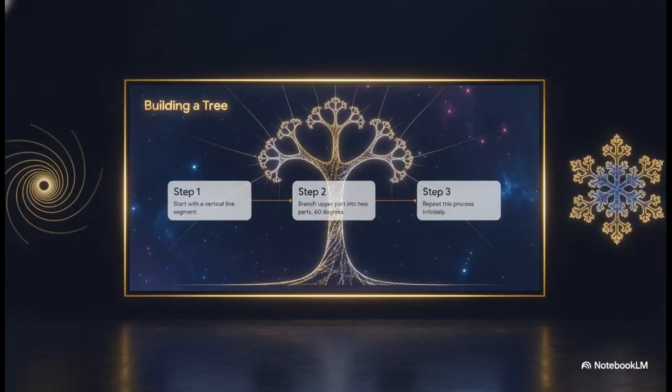Let's actually see how this builds by constructing our own fractals step by step. We are going to grow a mathematical tree using literally just these 3 simple rules. Step 1. We start with a plain vertical line segment. That's our trunk. Step 2, we branch the upper part of that line into 2 new parts, angled perfectly at 60 degrees on both sides. And step 3, we take those new branches and apply exactly the same rule, repeating the entire process infinitely.